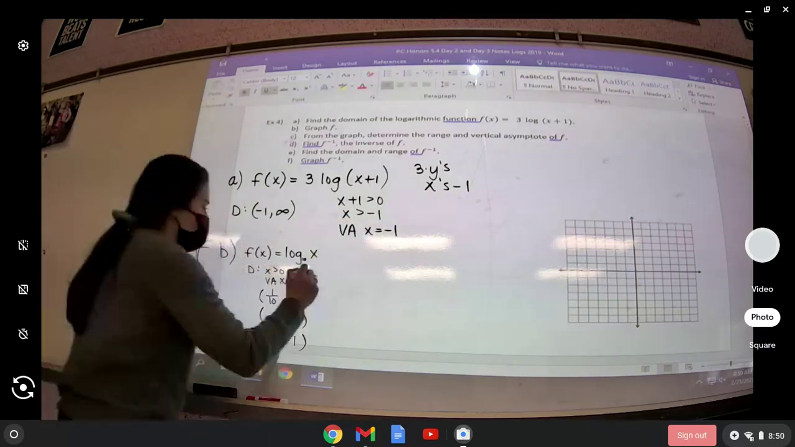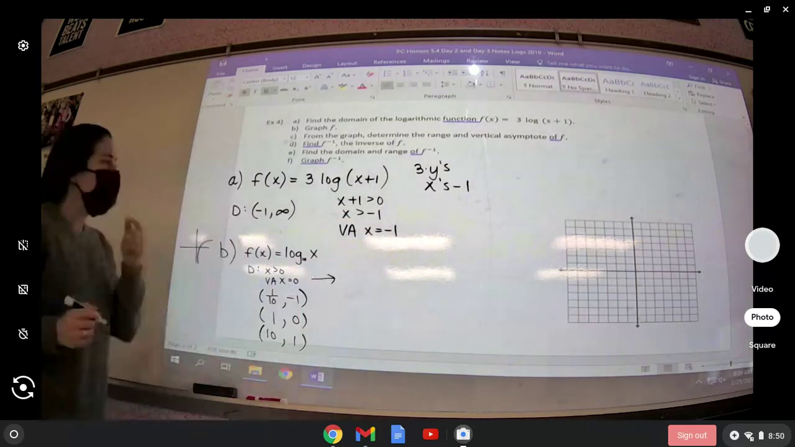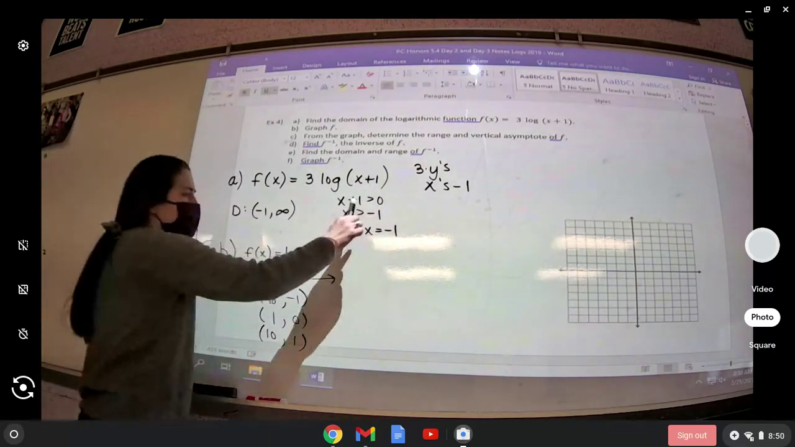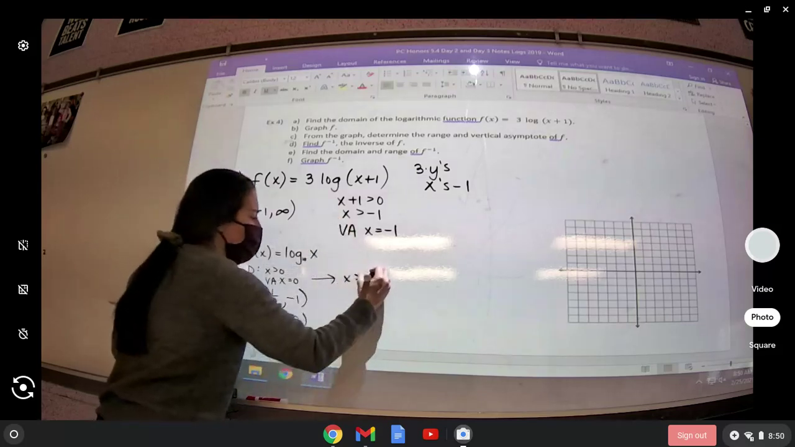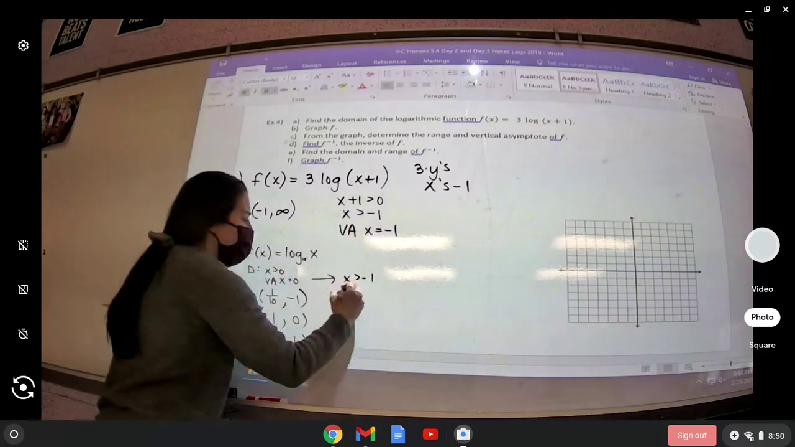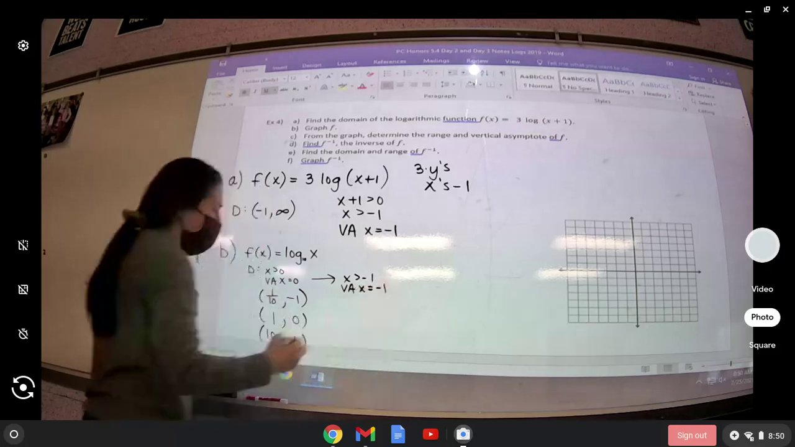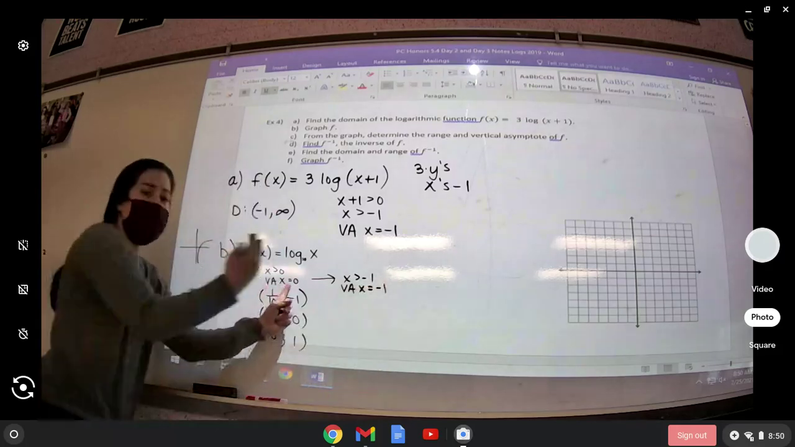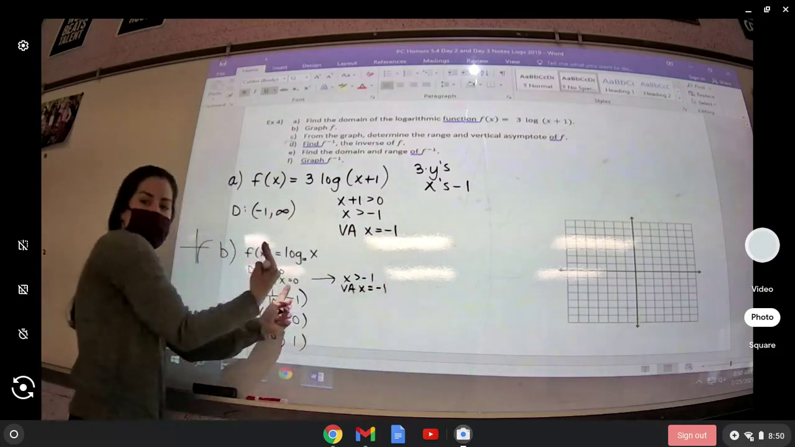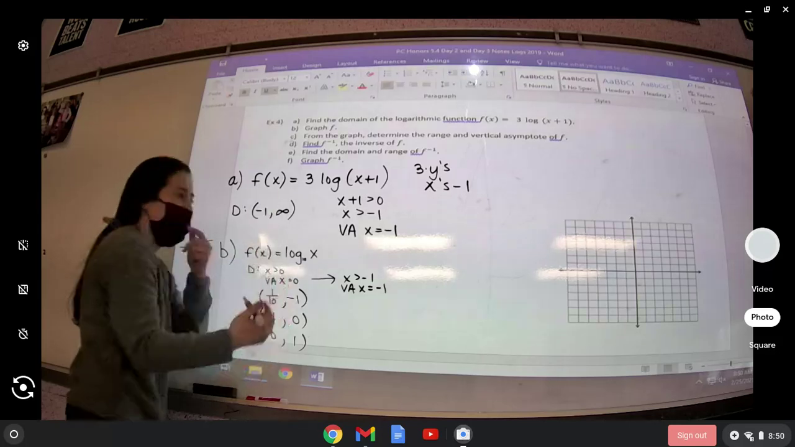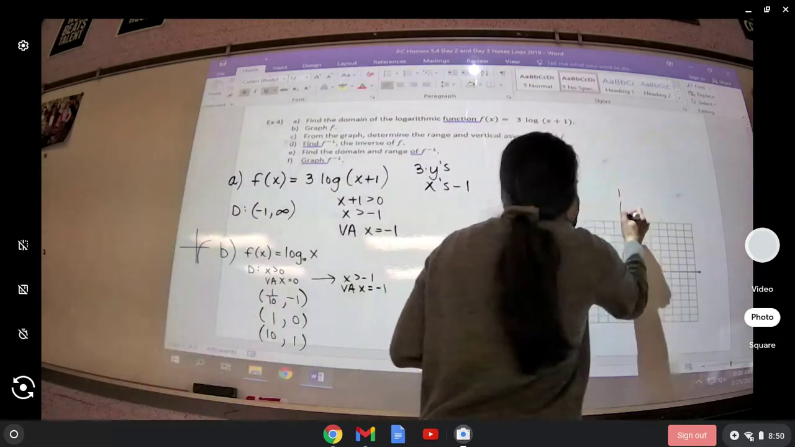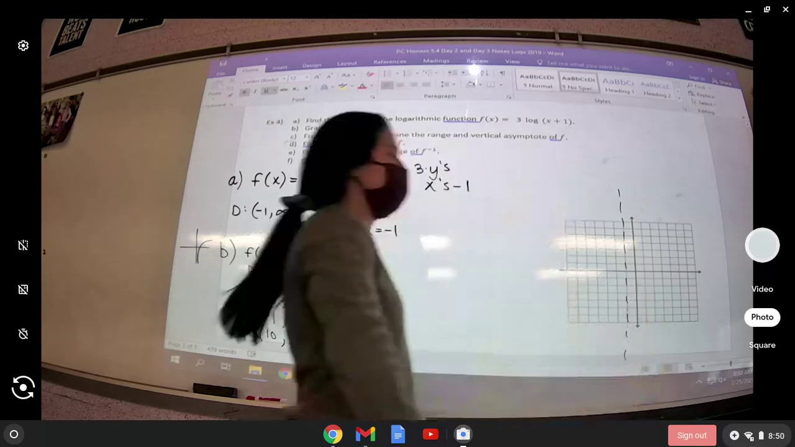All right, let's make our changes. So guys, look here. We already said this one has a domain of x being greater than -1. We know it has a VA at x equals -1, right? If I take this VA that used to be at 0 and shift it to the left 1, now it's sitting at -1. So I know I have a VA at x equals -1.